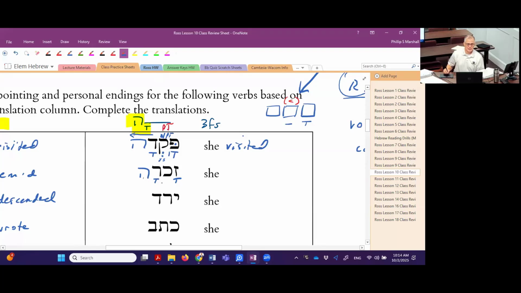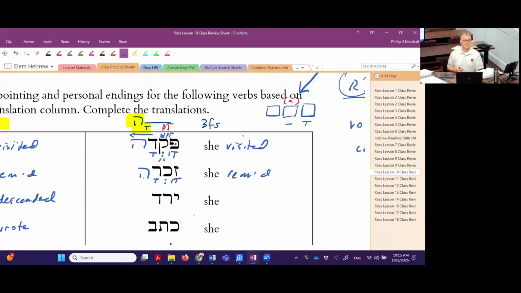Zachara. Okay? So we go to vocal shva, and then we get a metheg to ensure the A vowel is retained. Zachara. Say that. Zachara. She remembered. So, do you notice the sound correspondences? They have the same vowels. Therefore, they should rhyme.